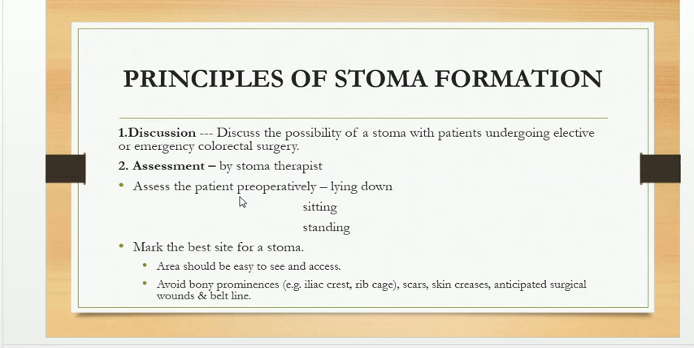The area should be easy to see and access. While selecting these sites, always avoid bony prominences, for example the iliac crest and rib cage, because then it becomes difficult to apply the stoma appliances. We should also avoid areas of scars, skin creases, anticipated surgical wounds and the belt line, because the belt will overlie the appliance.